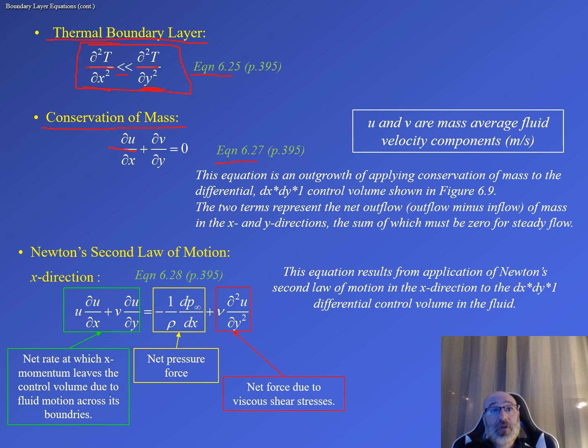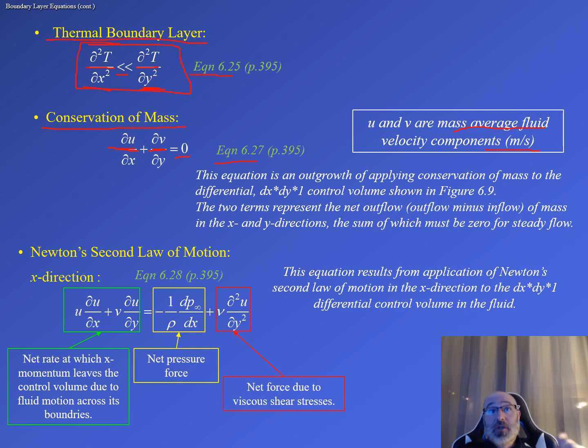So we have our delta U over delta X plus delta V over delta Y right there. Our partial of U with respect to X and our partial of V with respect to Y, when we add those two together, are going to equal 0 according to equation 6.27. The thing to note is that our U and V are our mass average fluid velocity components with units of meters per second.